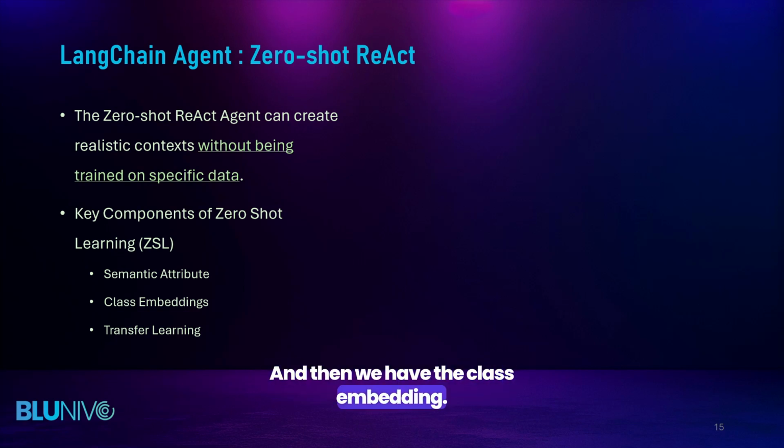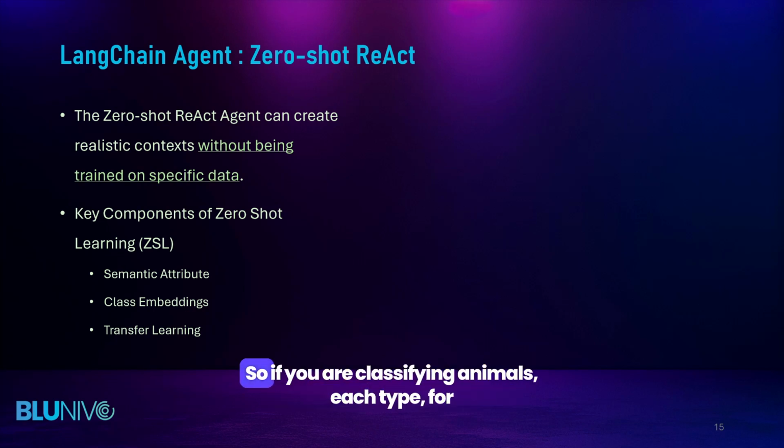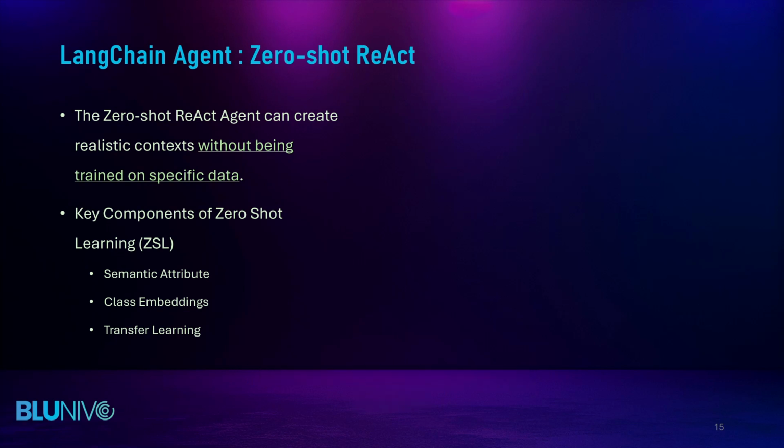And then we have the class embedding. Think of these as vectors or points in a high dimensional space that represent different classes. So if you are classifying animals, each type, for example, if you have birds or mammals, is represented as a vector in this space.